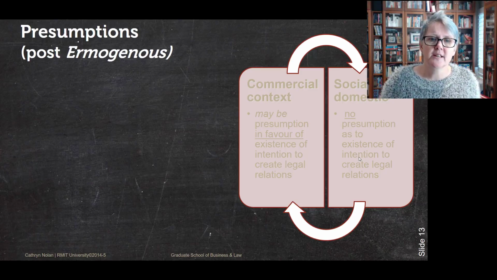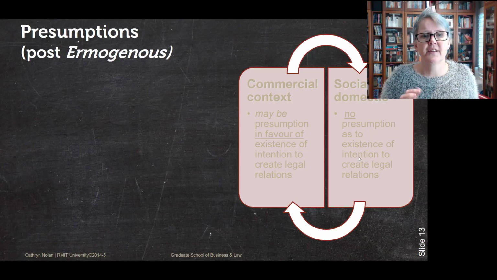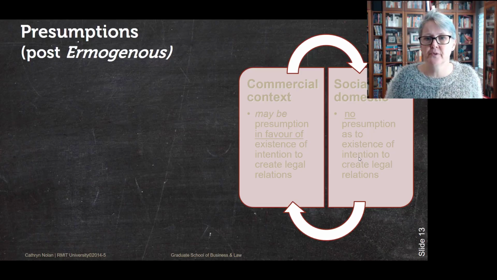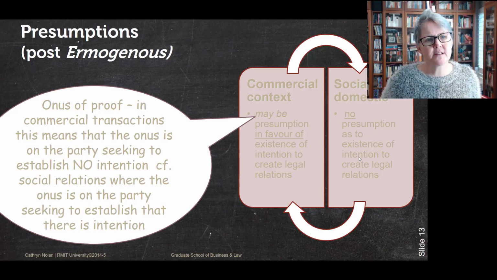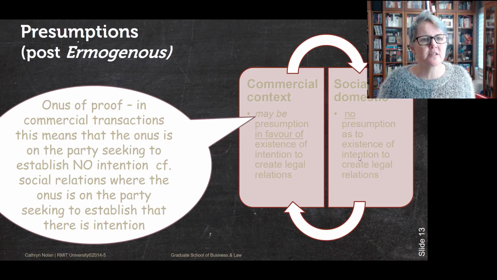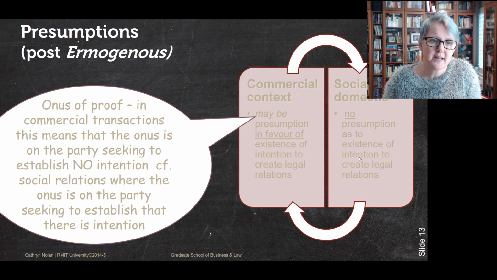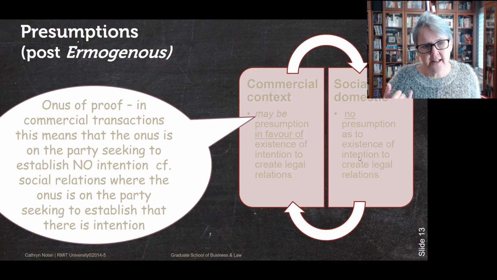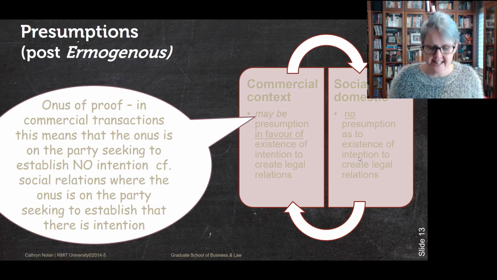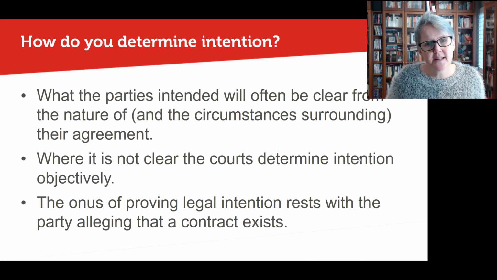So, subsequent to Ermogenous, we have this idea that the importance of presumption ultimately relates to the onus of proof. In a commercial context, there might be a presumption in favour of the existence of an intention to create a legal relationship, and in a social domestic family arrangement, there is no such presumption. However, this goes ultimately to onus of proof. In commercial transactions, this means that the onus is on the party seeking to establish no intention. Alternatively, in a social relationship, this means that the onus is on the party that's seeking to establish that the intention exists.